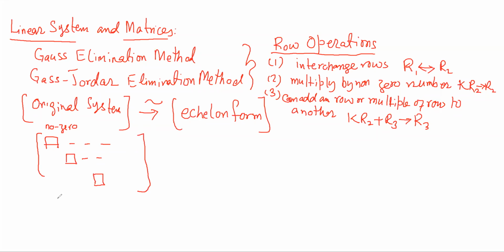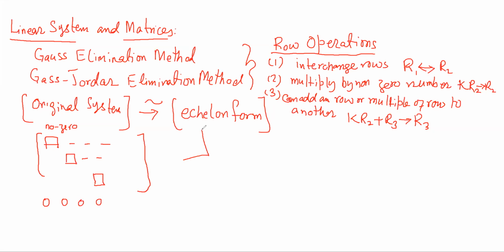Echelon form also allows for zero rows and zero columns. The echelon form will also say that if there are any zero rows, those rows which have all elements zero will be in the last rows.